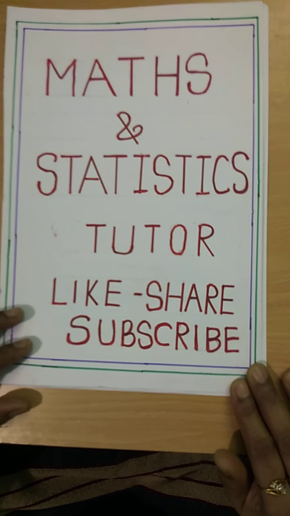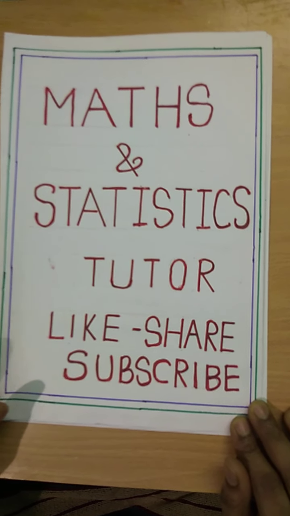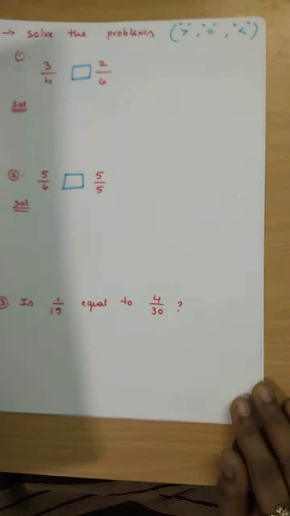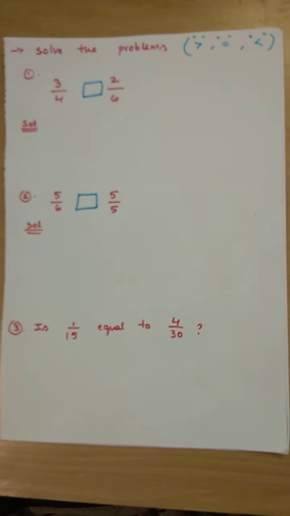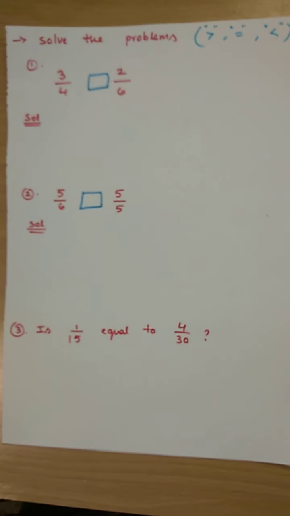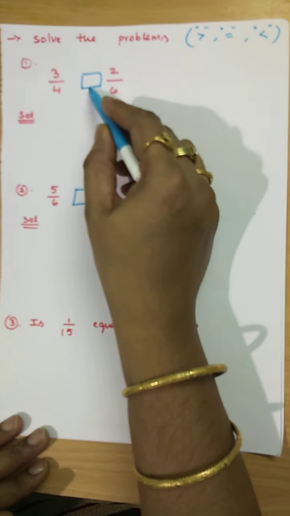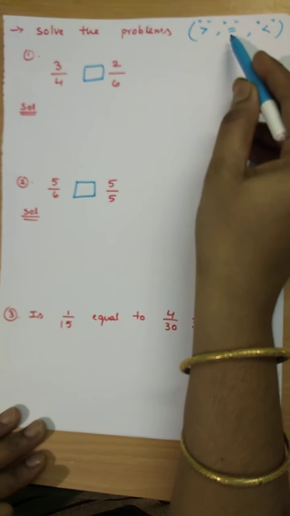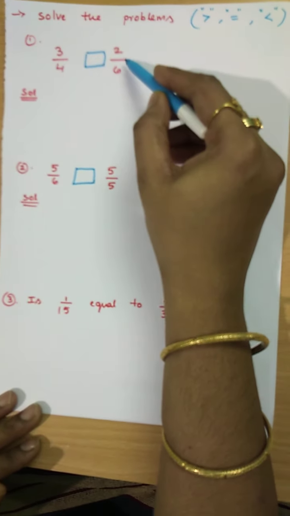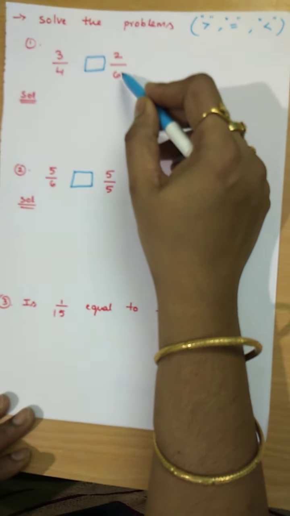In my previous class, I explained some problems on fractions. In this video also, I will explain the remaining problems on fractions. First problem, solve the problems. Now we need to fill the box with greater than, equal to, or less than. So we need to compare both the fractions. Which one is bigger and which one is smaller, we need to check here.